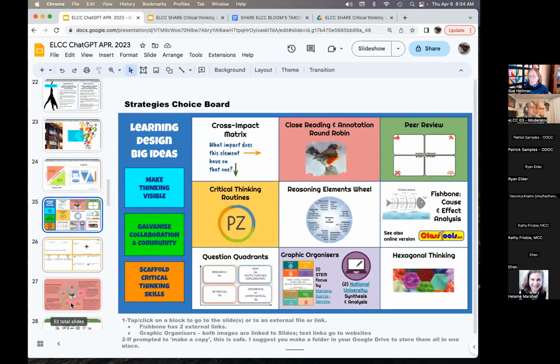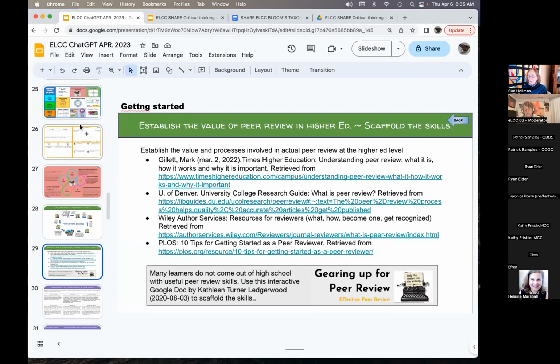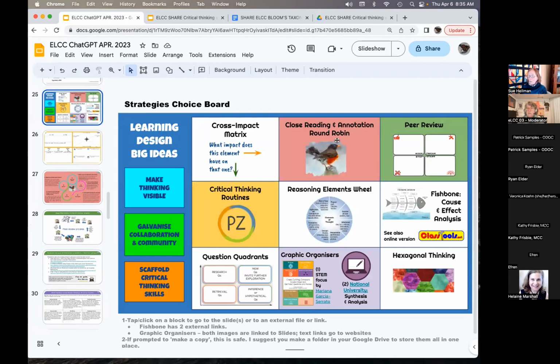Okay, I'm going to give you a few minutes to explore the choice board. These are some activities that I'm recommending that you can use instead of using your class for dealing out content like cards in a deck, for working with the content and using it in more sophisticated ways. The ones in red are slides that are actually in this deck. So the close reading and annotation, the round robin, peer review, critical thinking routines, and graphic organizers, the National University graphic organizers, are in this deck.